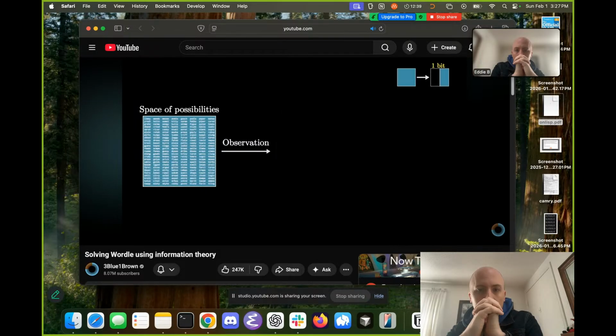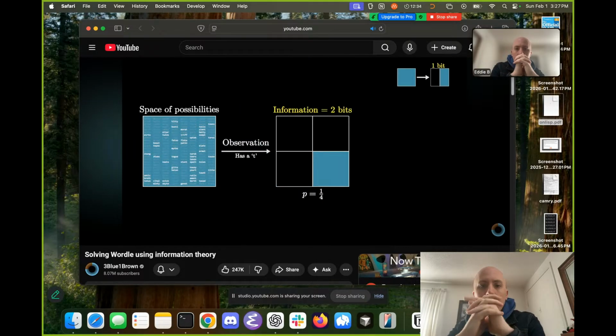If instead a new fact chops down that space of possibilities by a factor of 4, we say that it has 2 bits of information.